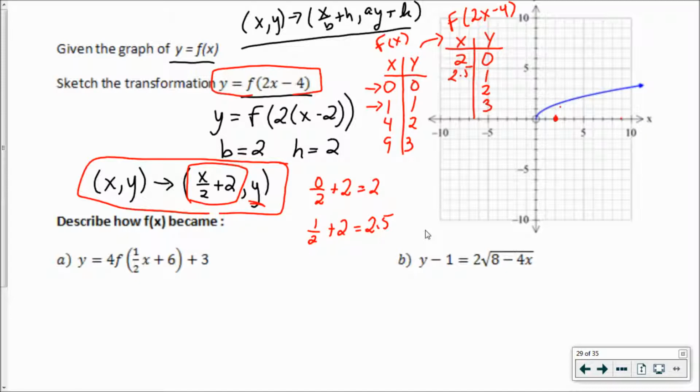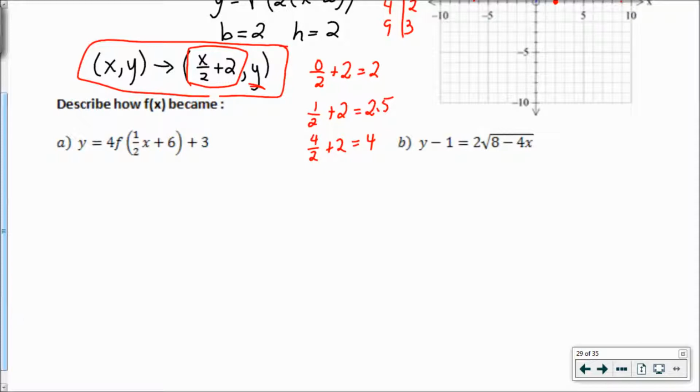Next one, 4 over 2 plus 2. That one actually stays 4. 2 plus 2, that's 4. So that point's common. And the last one, 9 over 2 is 4.5 plus 2 is 6.5. So 6.5, comma 3 is about there. And so now I'm just going to connect these with my line, and that's kind of what my sketch looks like for that one. All right.